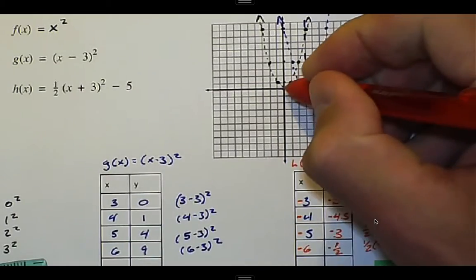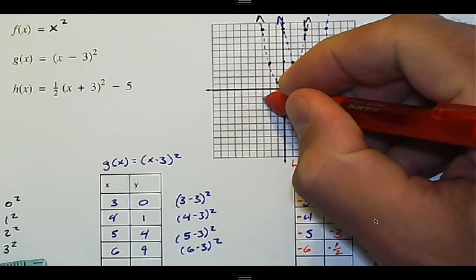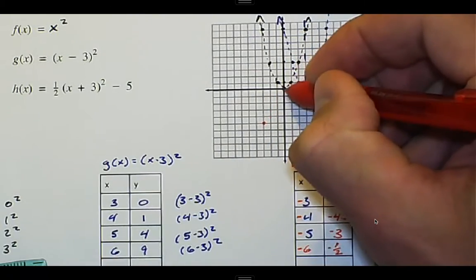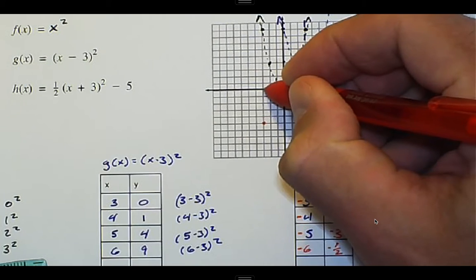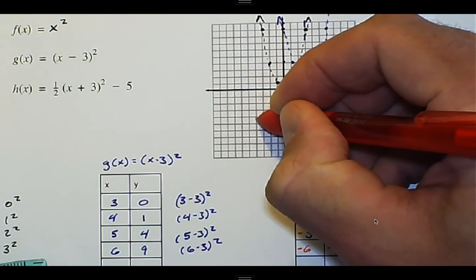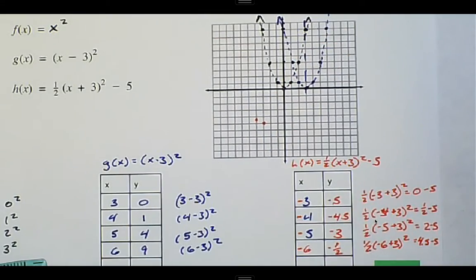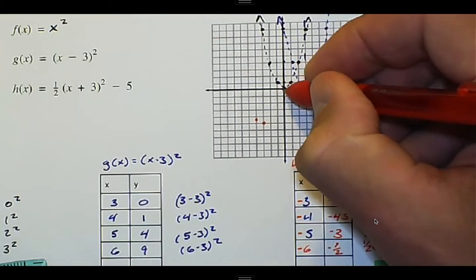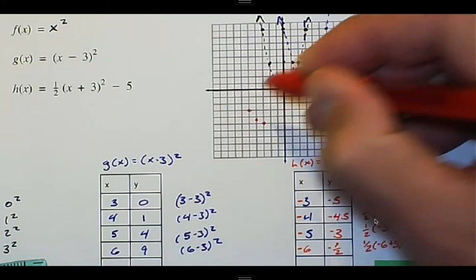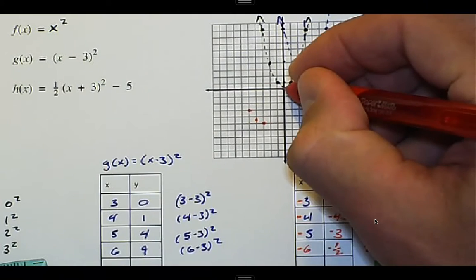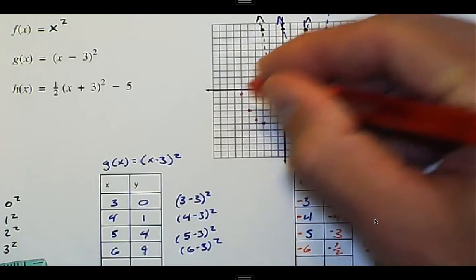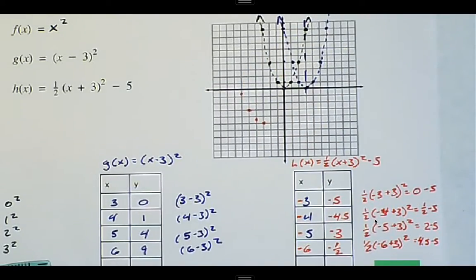So -3, -5: 1, 2, 3, and 1, 2, 3, 4, 5. -4, -4.5: 1, 2, 3, 4. -5, -3: 1, 2, 3, 4, 5 and 1, 2, 3. And -6: 1, 2, 3, 4, 5, 6, and -1/2. And remember, we have our line of symmetry.